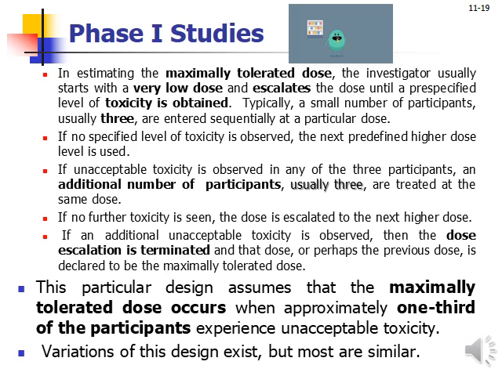If unacceptable toxicity is observed in any of 3 participants, an additional number of participants, usually 3, are treated at the same dose. If no further toxicity is seen, the dose is escalated to the next higher dose. If an additional unacceptable toxicity is observed, then the dose escalation is terminated and that dose, or perhaps the previous dose, is declared to be the maximally tolerated dose.